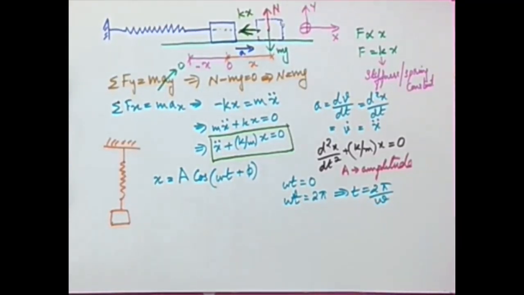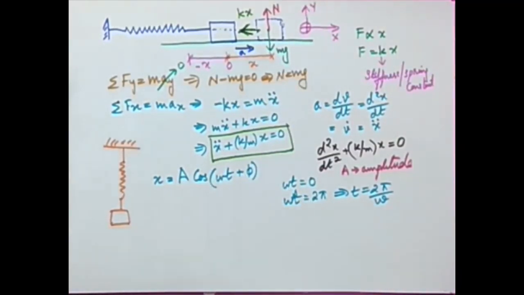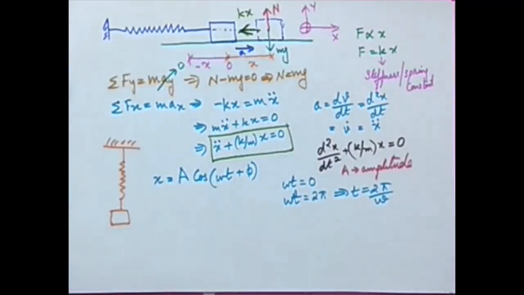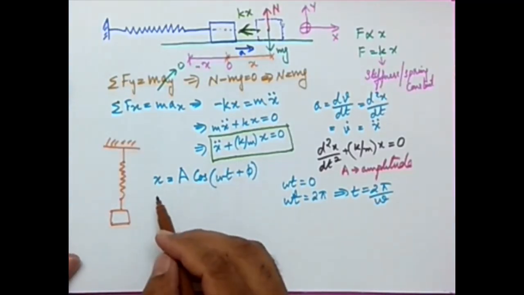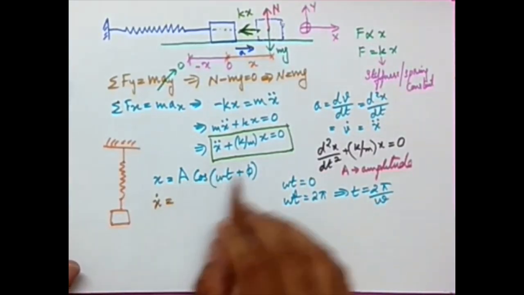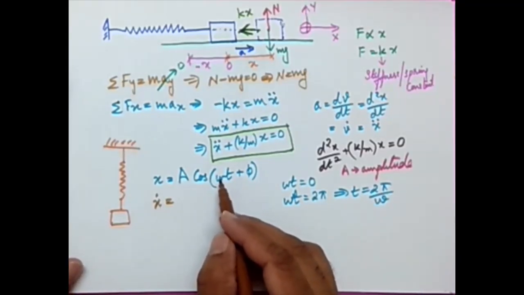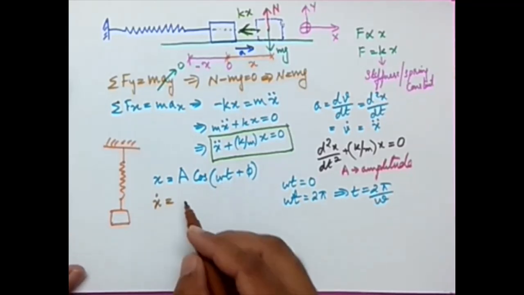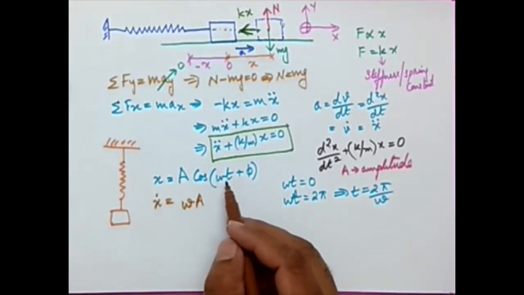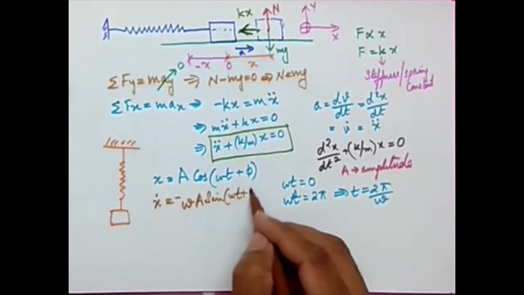Now I'm going to try to get the value of x double dot. X we already have, this is the x function. Now I'm going to fit this expression into this equation and check whether it is working perfectly fine. So I'm going for x dot, that is the first differential of x with respect to time. When I differentiate it with respect to time, the differential of omega t with respect to t is omega, so I'll be getting omega. A is a constant, and the differential of cos is minus sine omega t plus phi.